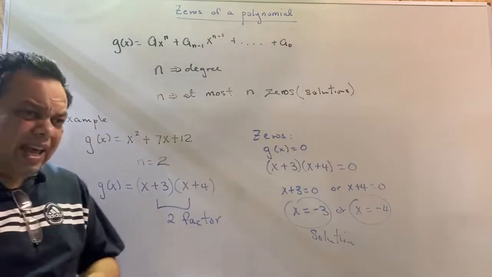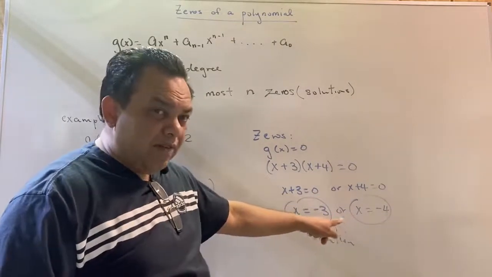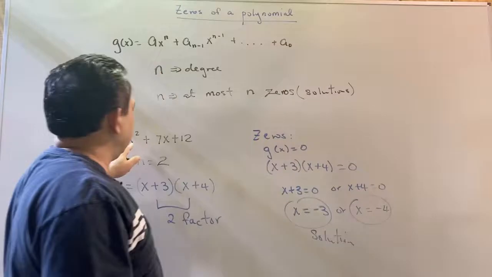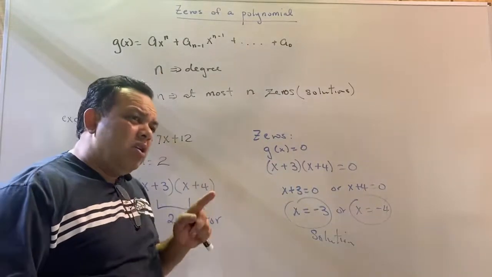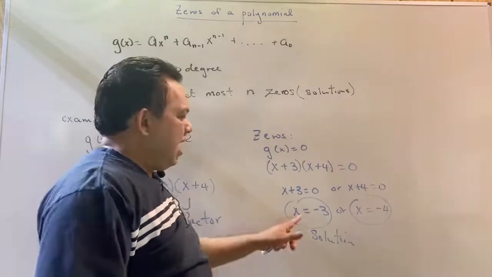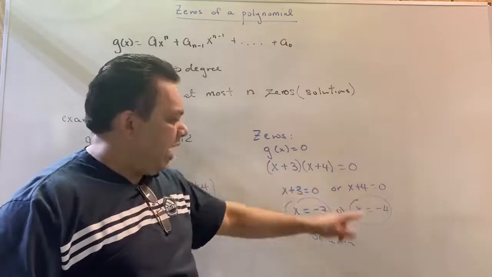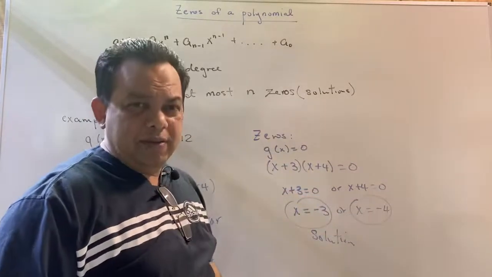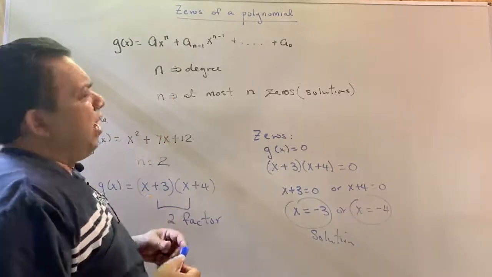Meaning that if we look at the graph of g of x, that graph will cross or touch the x-axis at x equals negative 3 and x equals negative 4, hence the zeros of the polynomial. So what's the whole idea of finding the zeros?